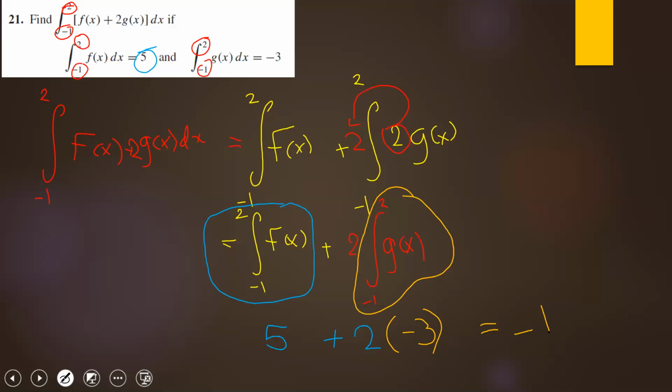Is it clear? Yes, teacher. Do you have any question? No. Now, this is number 21. Number 22, it is a homework on the discussion room. Let's solve now number 23 here.